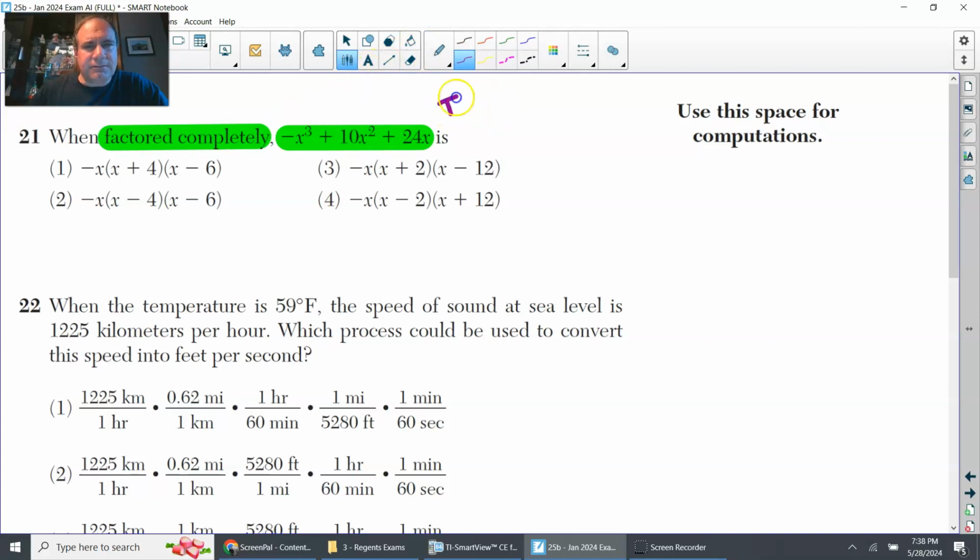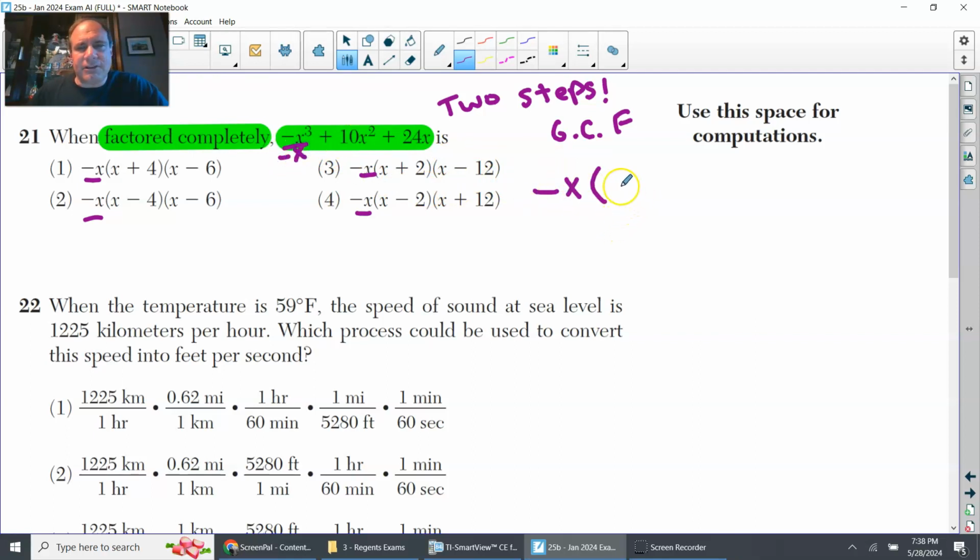two steps at least. More than one step. So GCF is really what I go for here first. So they all have an x. Look, they all have a negative x that I can take out. So negative x times y equals negative x to the third. You got x squared.